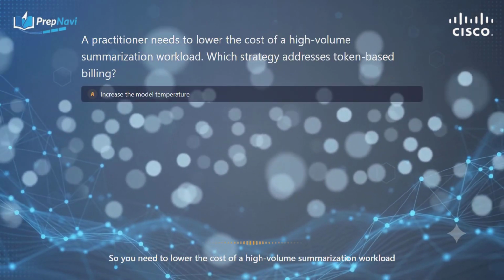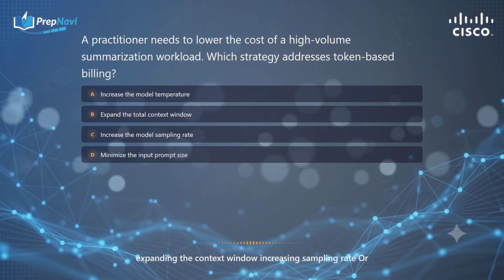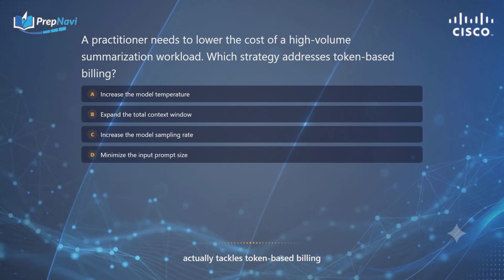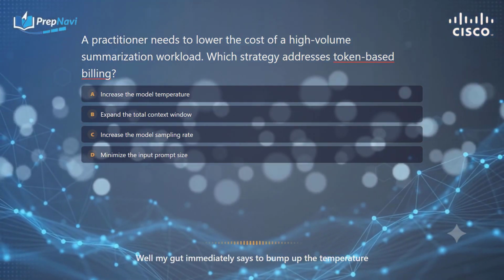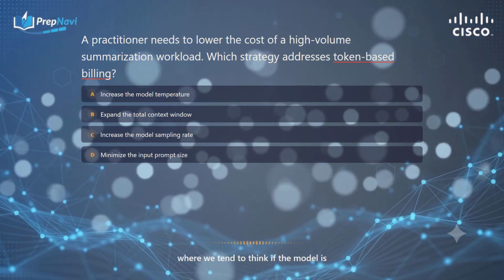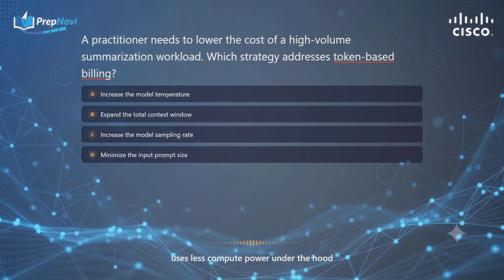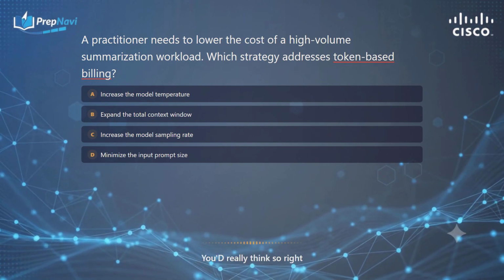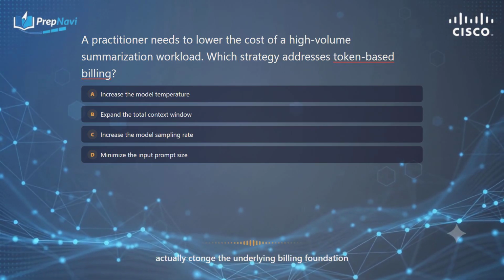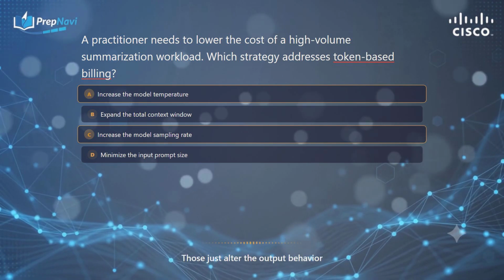So you need to lower the cost of a high-volume summarization workload. Out of these strategies, increasing temperature, expanding the context window, increasing sampling rate, or minimizing input prompt size, which one actually tackles token-based billing? Well, my gut immediately says to bump up the temperature. It's this classic cognitive bias where we tend to think if the model is less strict or more creative, it somehow uses less compute power under the hood. You'd really think so, right? But let's unpack that for a second. Does changing how random the output is actually change the underlying billing foundation? Nope, total trap. Exactly. And the same goes for pumping up the sampling rate.